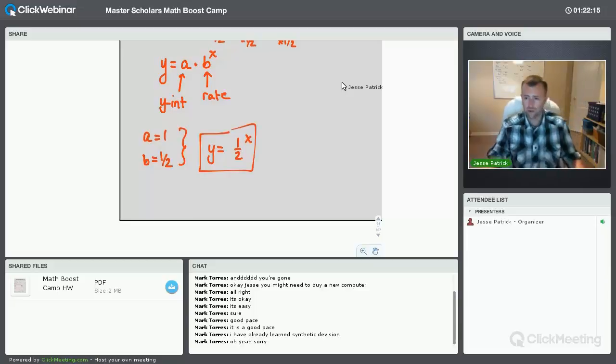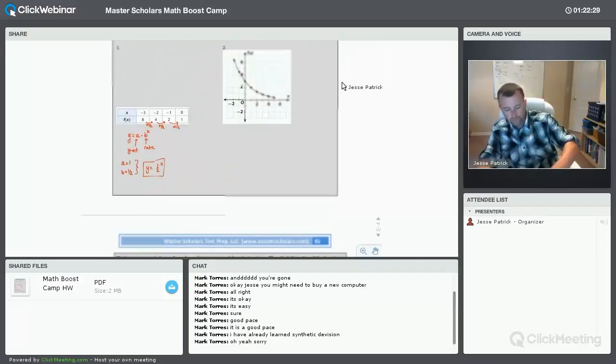If you wanted to go 1 times 1/2 to the x, that's fine. Just know that's not what your answer would look like on the SAT. The 1 wouldn't be there. And hopefully you'd still be able to figure that out. So I don't think it would really hurt you, but you know, you're not going to see that on the SAT. Okay.